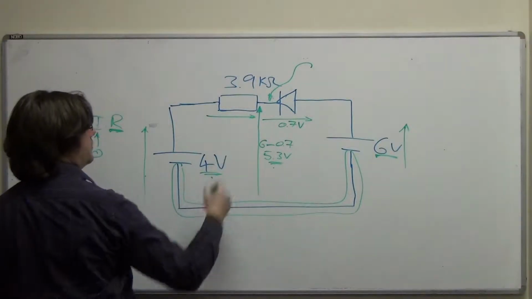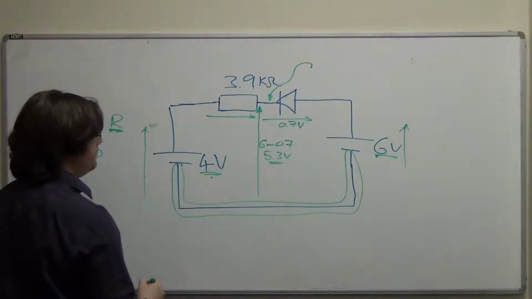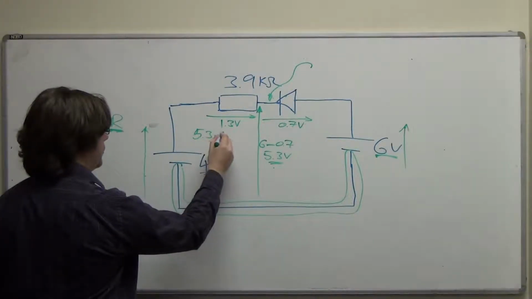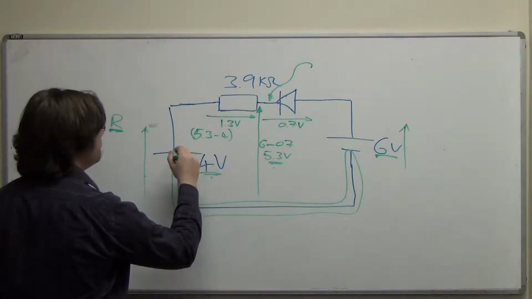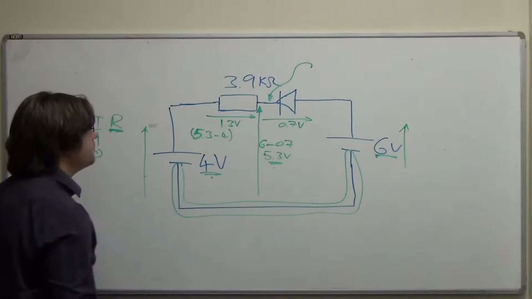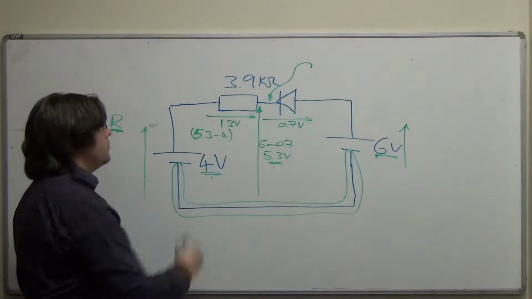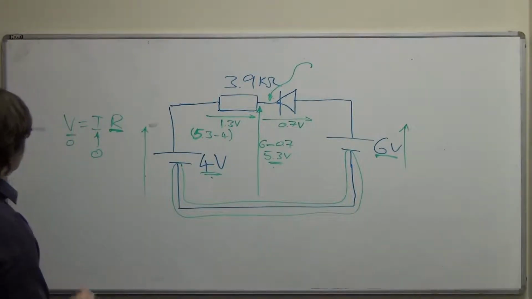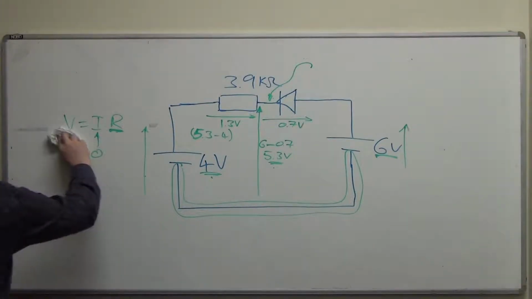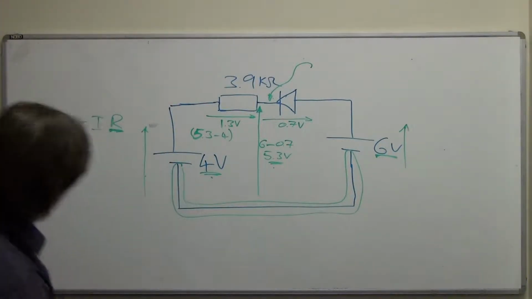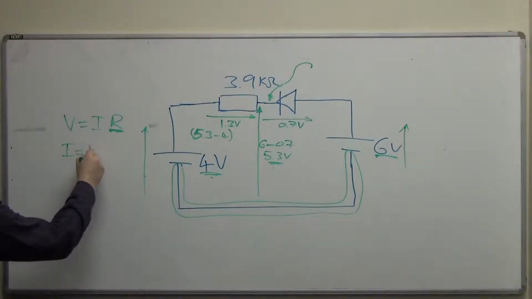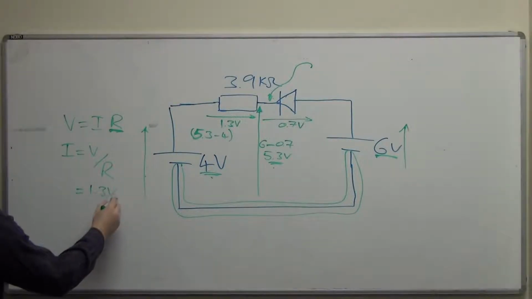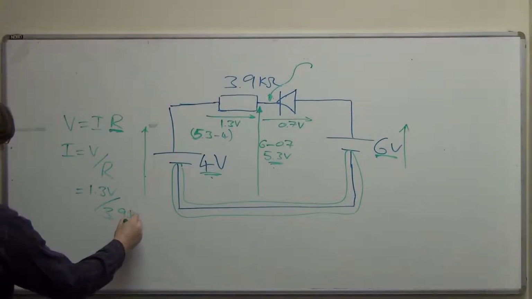and I'll get the voltage that is across the resistor. And it's 1.3 volts, which is 5.3 minus 4. So if I've got 1.3 volts across a resistor whose resistance is 3.9 kiloohms, I can say, well, applying Ohm's law, I'll have I is V upon R, and we can say, well, then we've got 1.3 volts and 3.9 kiloohms.